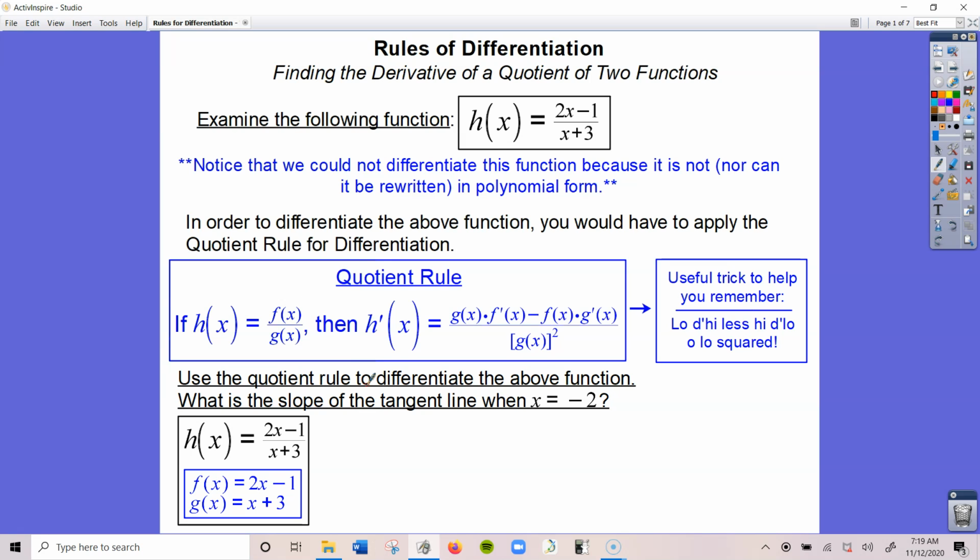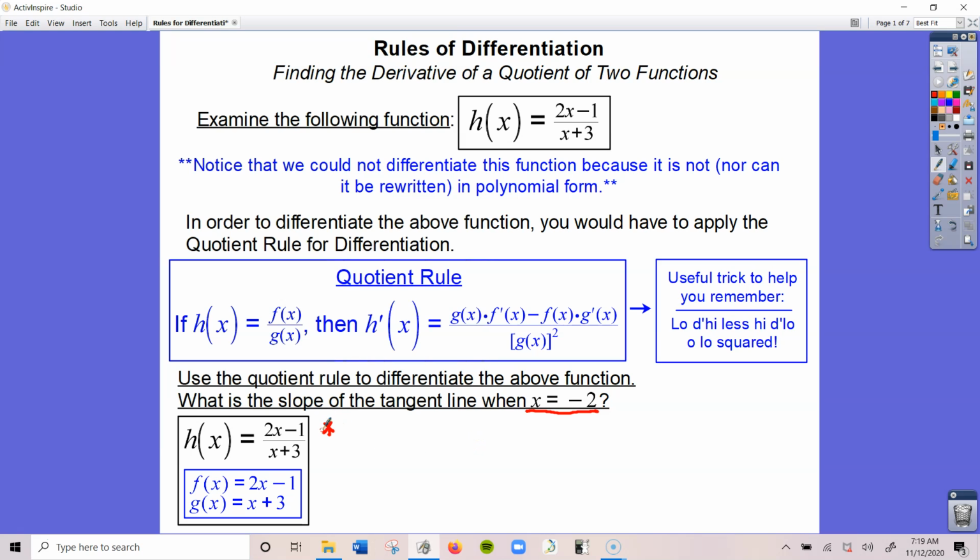So let's try this out. We have h of x is equal to (2x minus 1) over (x plus 3). If I want to find this derivative, I would have to apply the quotient rule. So I put here in blue, f of x is 2x minus 1, that's the numerator, and g of x is equal to x plus 3, the denominator. And we want to find the slope of the tangent line when x is equal to negative 2.